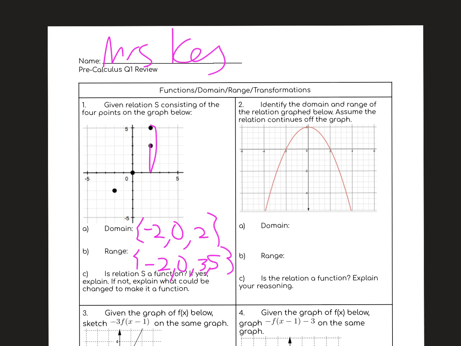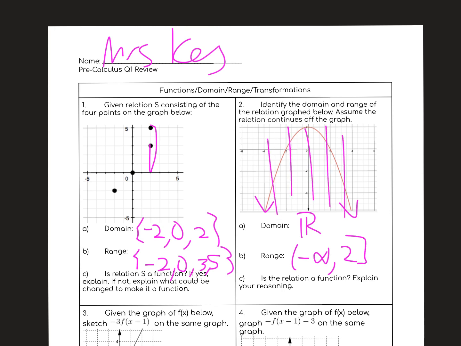Identify the domain and range of the relation graph below. Assume the relation continues off the graph. So assume we have arrows. Domain appears to be all real numbers. And the range goes as high as 2, but keeps going down. So -infinity to 2, include 2. Is that a function? Yes, that's a function. For every input, I only have one output.